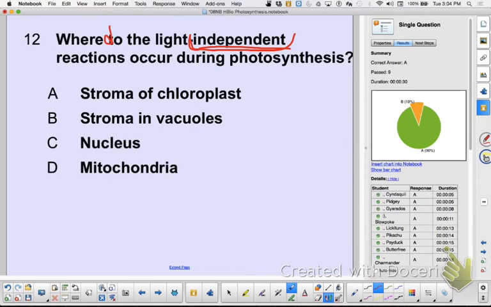Are there any stroma in the vacuoles? No. We are dealing with a what? Chloroplast.